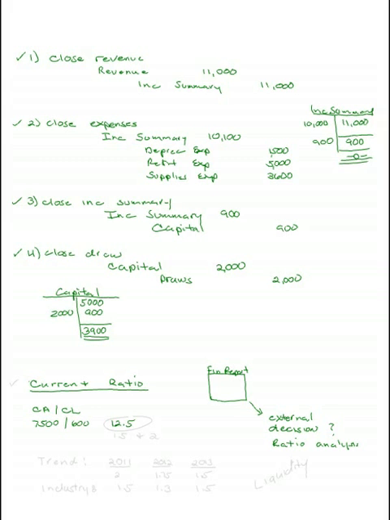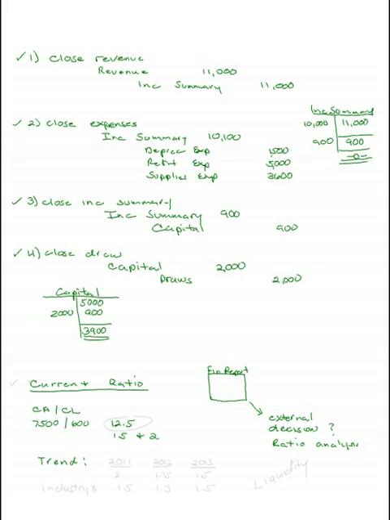A target is somewhere between 1.5 and 2, so that for every dollar you have in current liabilities, you have $1.50 to $2 in current assets. We like this to be like that because you can't pay bills with inventory and accounts receivable, so we don't want it to be 1-to-1. That would make you very tight.